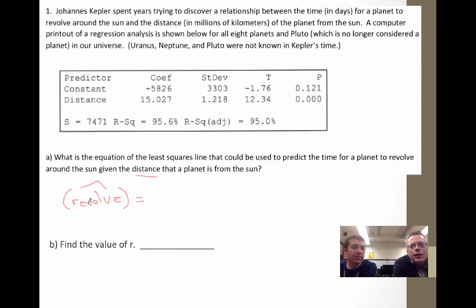Okay. Well, we have to look in the coefficient column. Just a reminder, because it's been a while. Could you circle the column we're going to use? Right here. The one that goes with constant, that's the y-intercept: negative 5,826. Then the explanatory, or x variable, is distance. So the number that goes with the variable distance is the slope, times our distance.